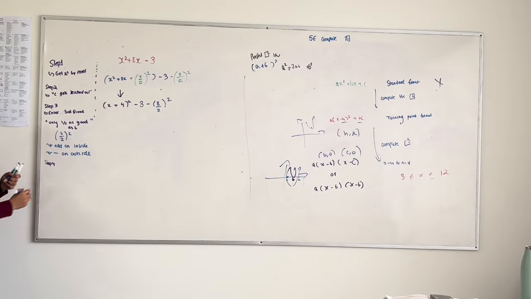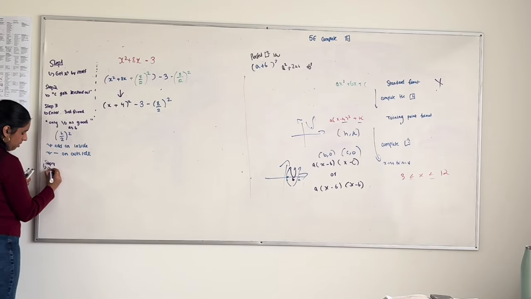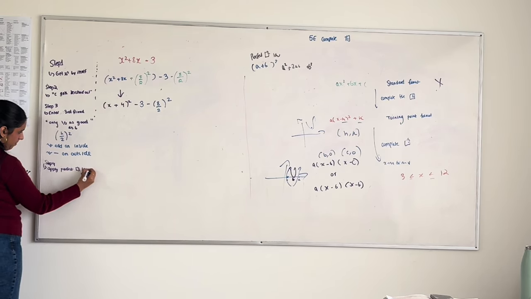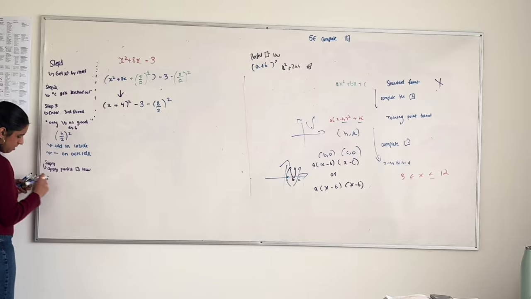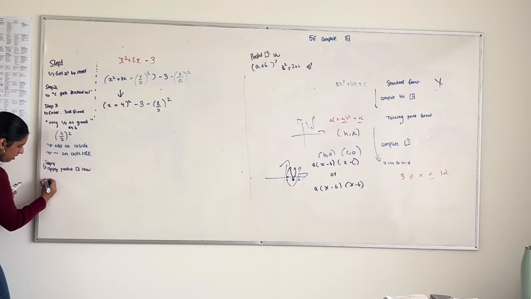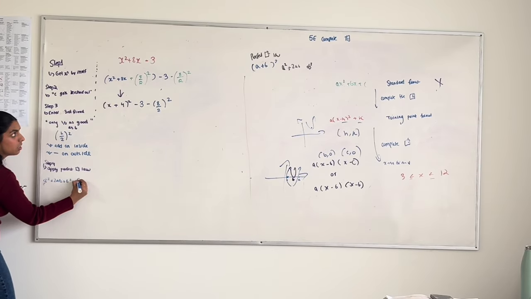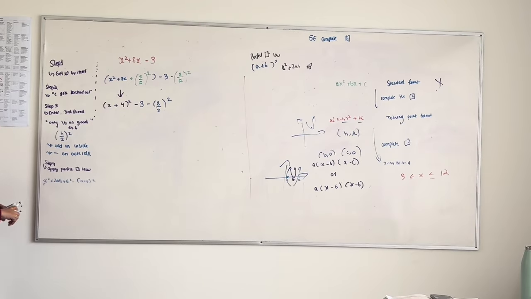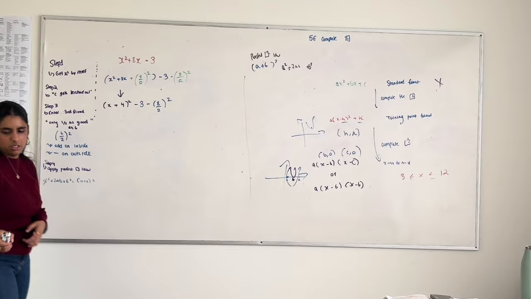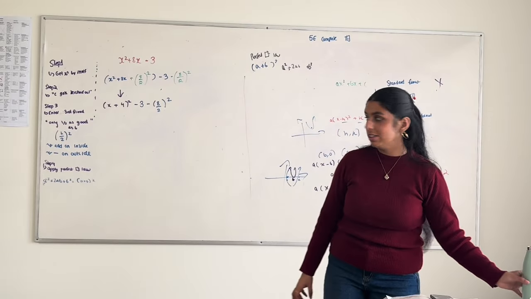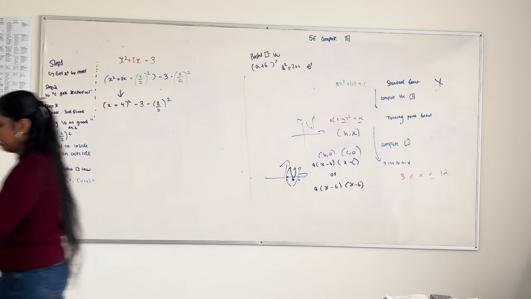Step 4, apply perfect square law. Which means a squared plus 2ab plus b squared becomes what, guys? A plus b squared. Write all this down and let's move on to the next step. Because we're not done. This is only half. Like not even half.